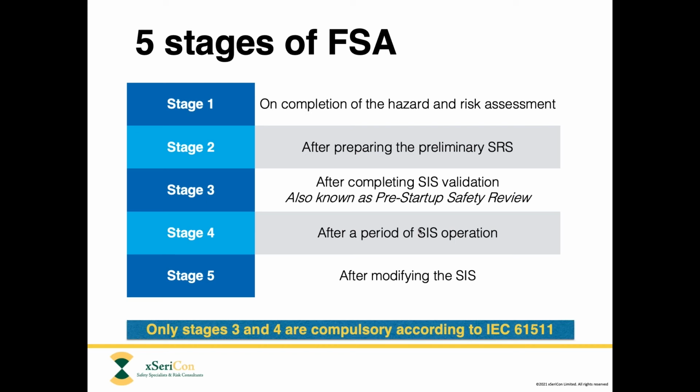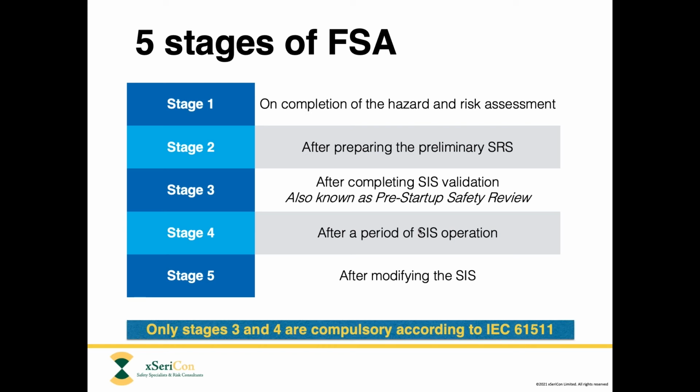Now let's focus purely on functional safety assessment from now on. I mentioned a moment ago that it is supposed to be executed at various different stages during the functional safety life cycle. So here are those stages, and these are defined in the IEC 61511 standard for the process industry. The first stage, stage one, is after completion of the hazard and risk assessment. So that would be after you've done your HAZOP and SIL determination study.